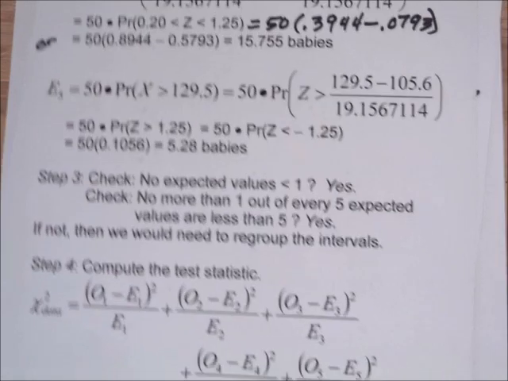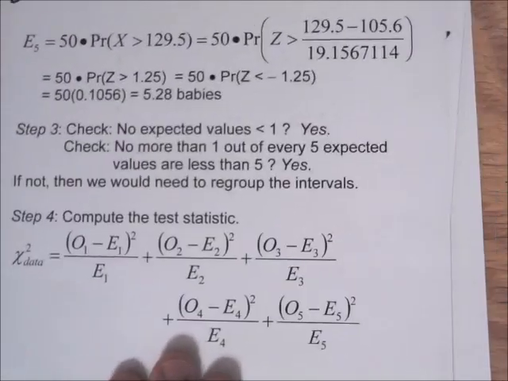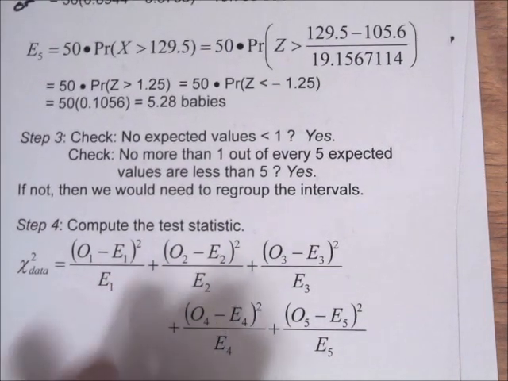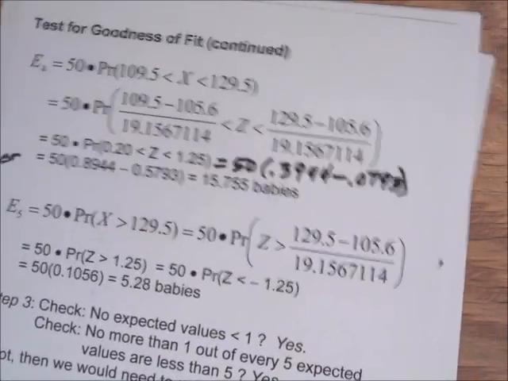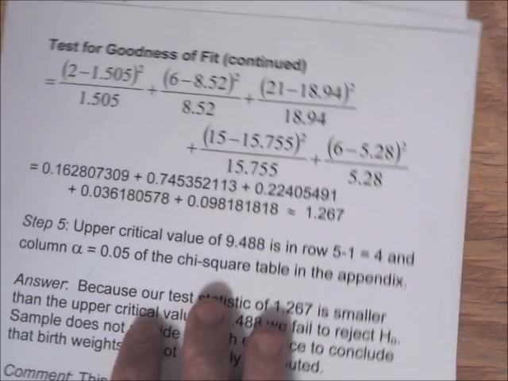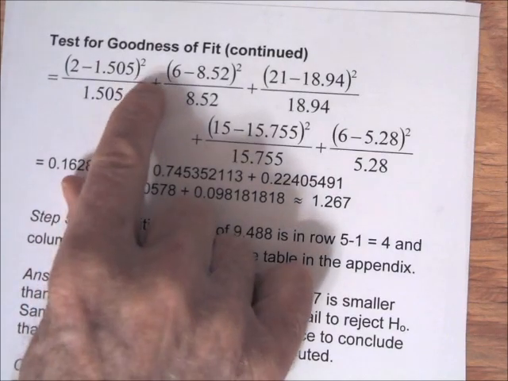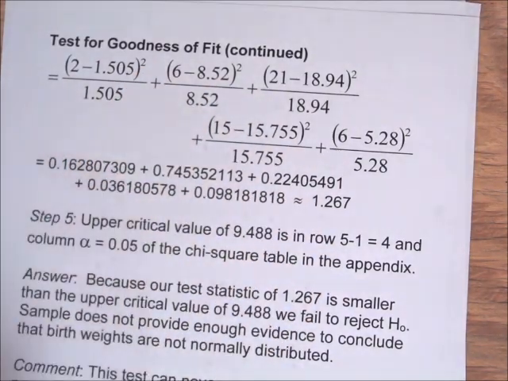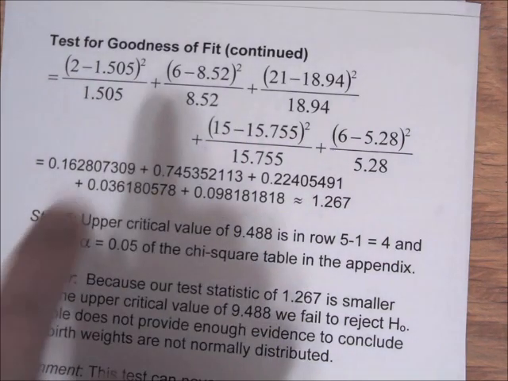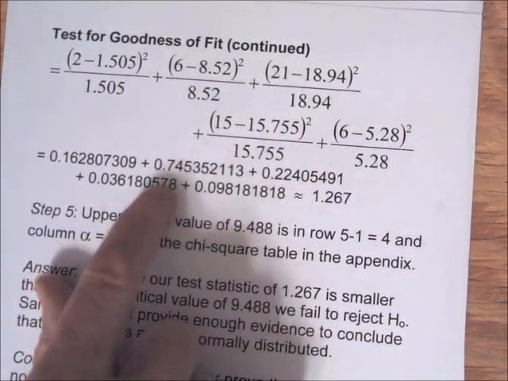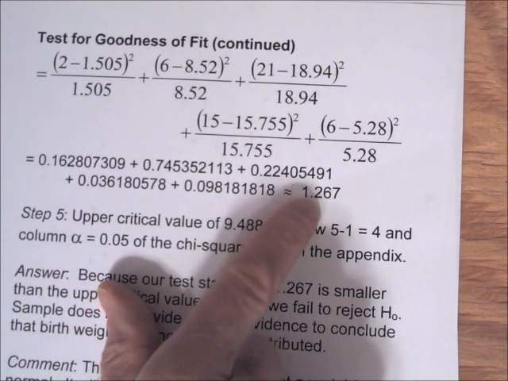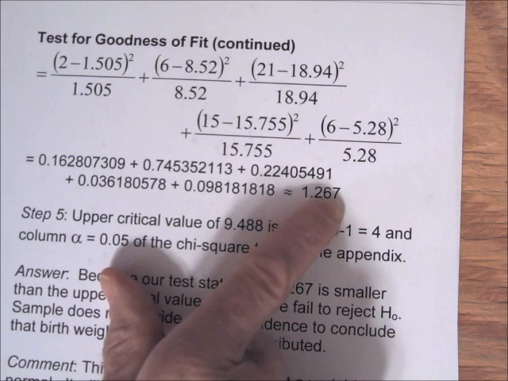Okay, and then we want to compute the test statistic. Again, it's each observed minus each expected, square it, divided by each expected. So we plug in the numbers: 2 minus 1.505, square that, divide by 1.505, and so forth. Compute each of these terms and then add them up, we get a test statistic of 1.267.